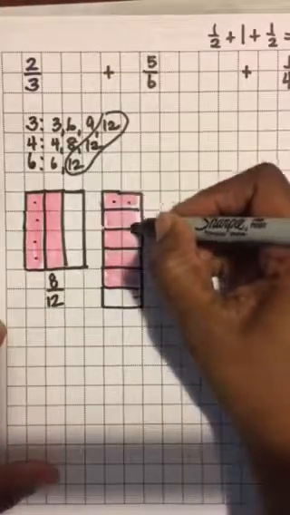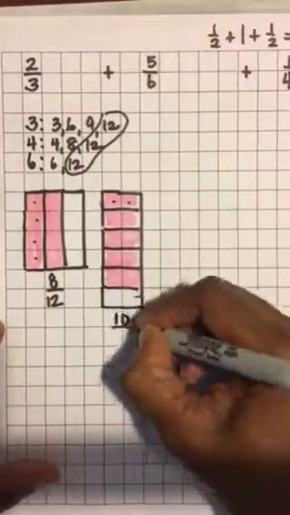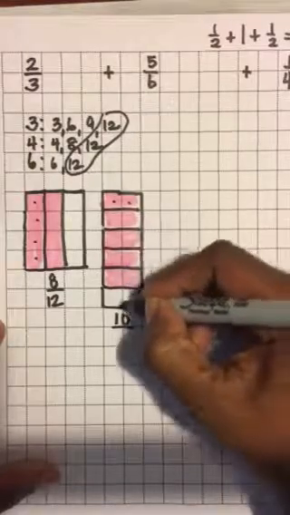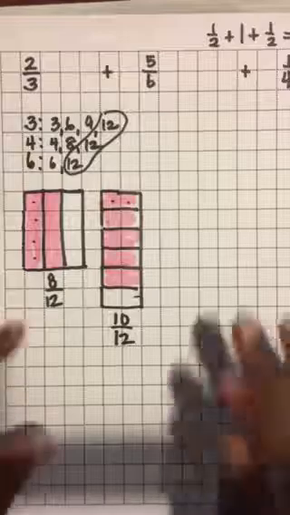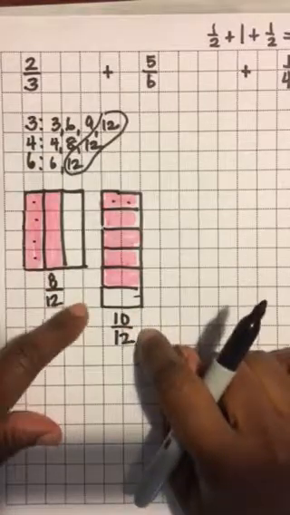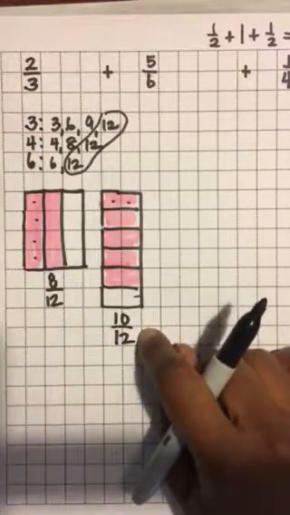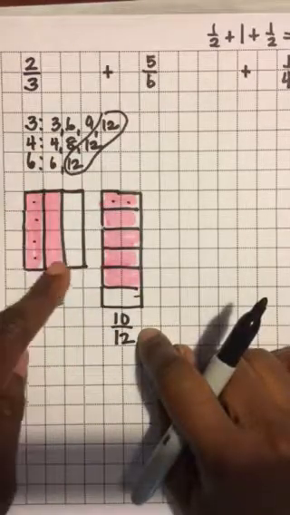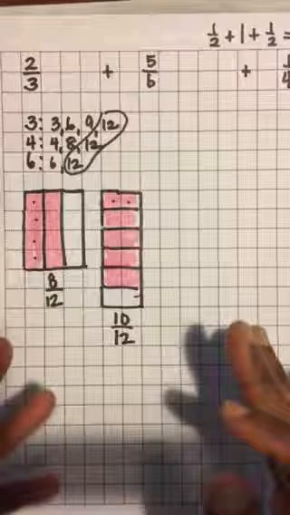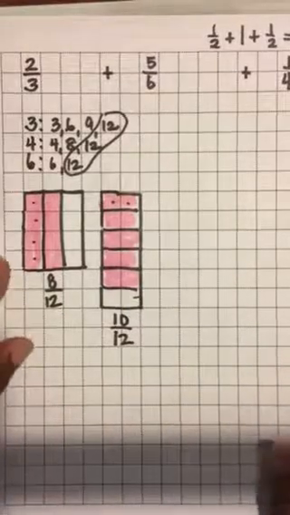2, 4, 6, 8, 10, 12. So 5/6 is equivalent to 10 twelfths, excuse me. Now looking at 8 twelfths and 10 twelfths, they have the same denominator, so technically they have the same area. It just looks different, so the wholes are the same, 12 pieces.